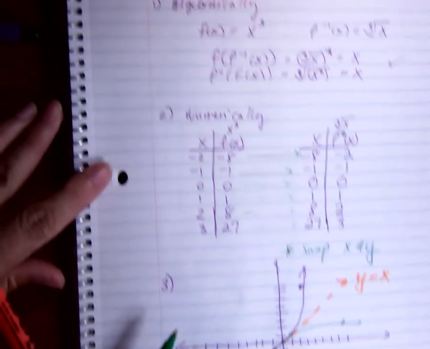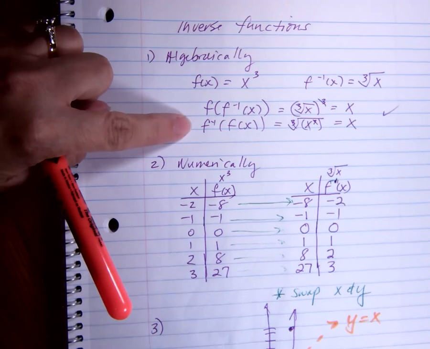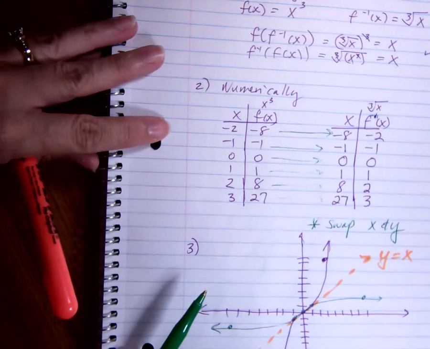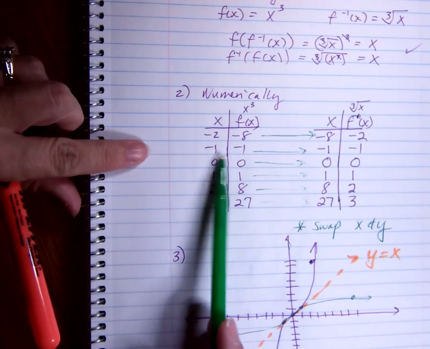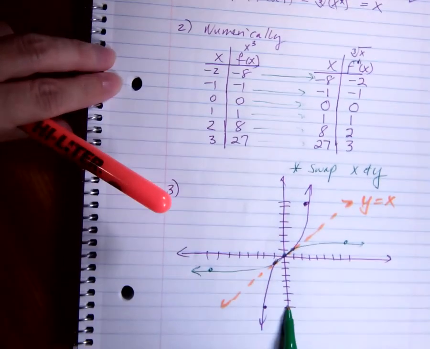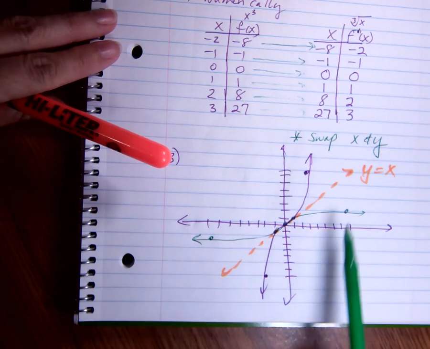So again, let's look back, and you can see that algebraically, when you plug one function into the other one, they need to cancel each other out if they are inverses. So you'll just end up with x. And then if you look numerically, your ordered pairs should swap x and y. And what that does visually is it reflects your graph over the line y equals x.